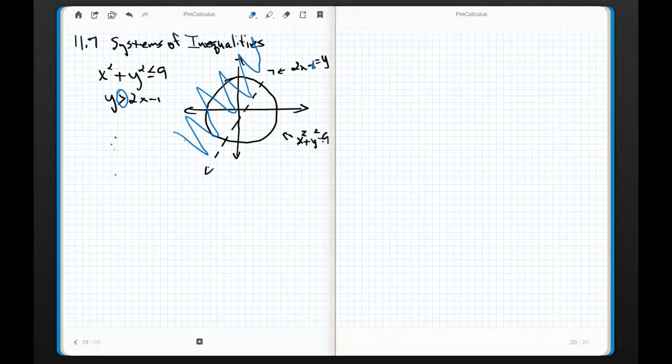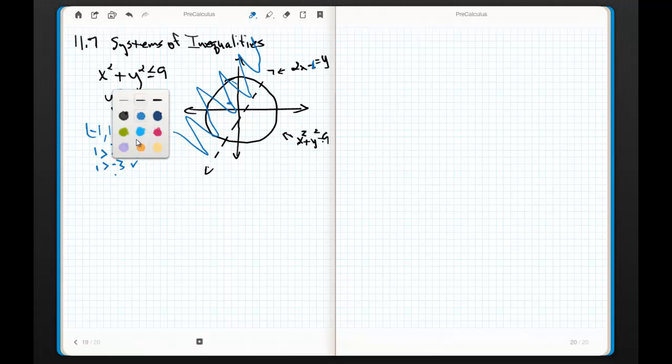So let's pick some point that we know is above the line. Let's keep it simple. How about -1, 1? I want to make sure that it's in the region defined by the inequality. If I plug in -1, 1, I get 1 is greater than 2 times -1 minus 1, so 1 is greater than -3. Check. It works.